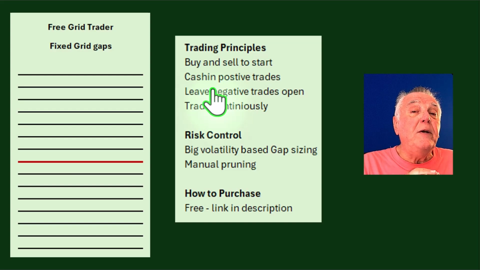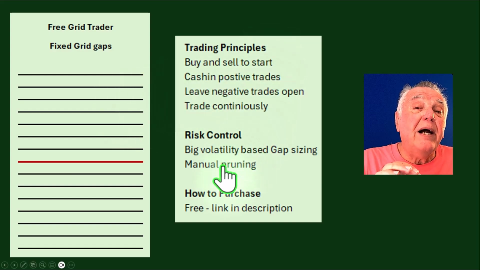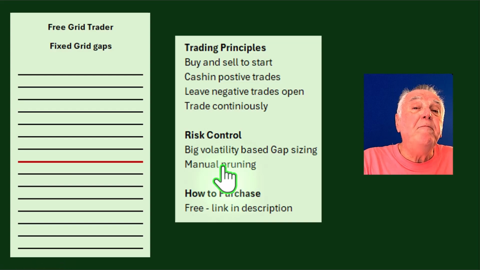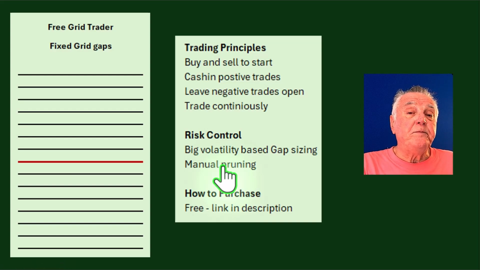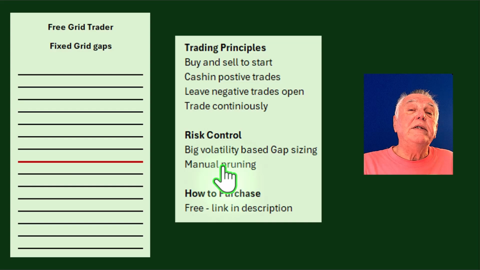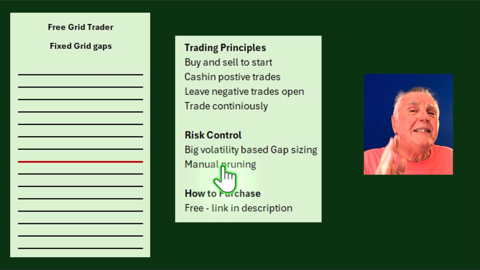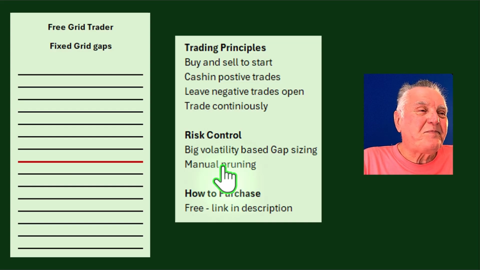There are a few areas that need attention, and the first one is you need to have gap sizes that take into account the volatility of the instrument that you're trading. If it's a high volatility instrument, you might have gap sizes of 100 pips. If it's a low volatility instrument, you might have gap sizes of 30 pips. That is one of the key success factors of grid trading. You have to have your grid sizing really good, and don't worry, we give you guidance in that area.